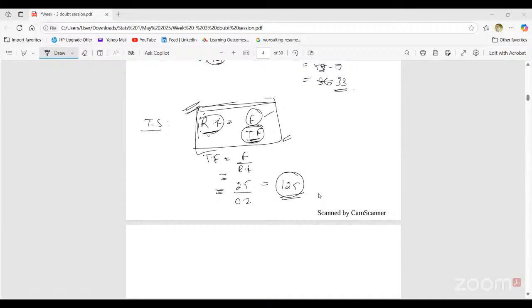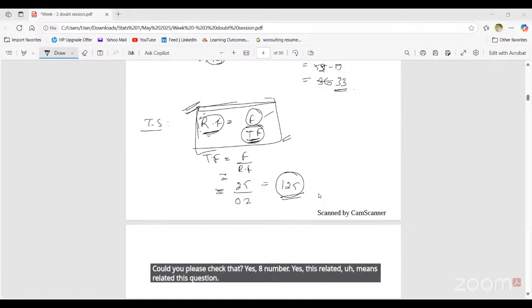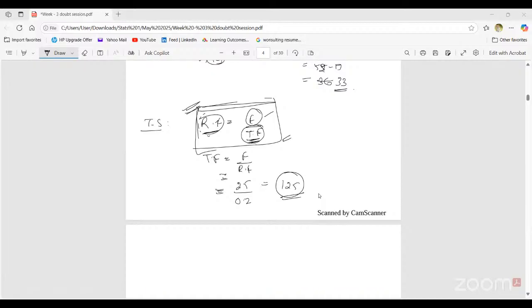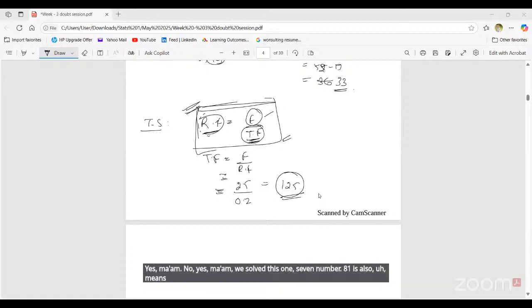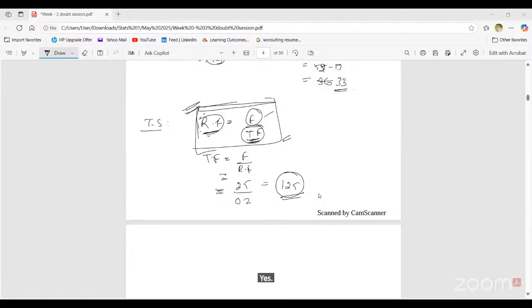Ma'am, next there is question 8 related to this question. Could you please check that? Yes, in the weekly mock. We solved this one, question 7. Question 8 is also a related question. Yes. Okay, so let me check.